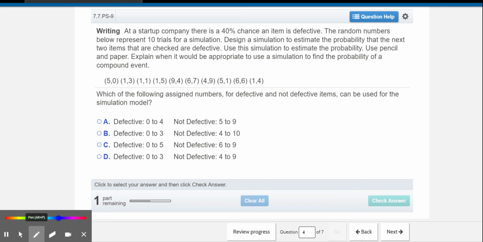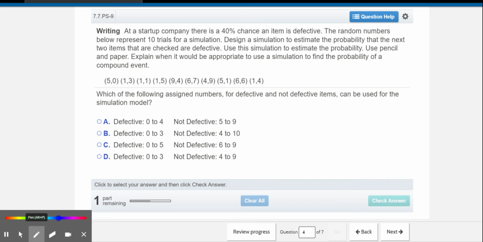At a startup company, there is a 40% chance an item is defective. The random numbers below represent 10 trials for a simulation. Design a simulation to estimate the probability that the next 2 items that are checked are defective. Again, defective means that it does not work. Use this simulation to estimate the probability. Use pencil and paper. Explain when it would be appropriate to use a simulation to find the probability of a compound event. So let's look at our first question.